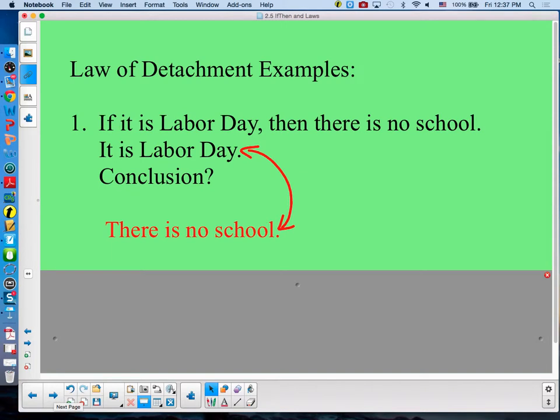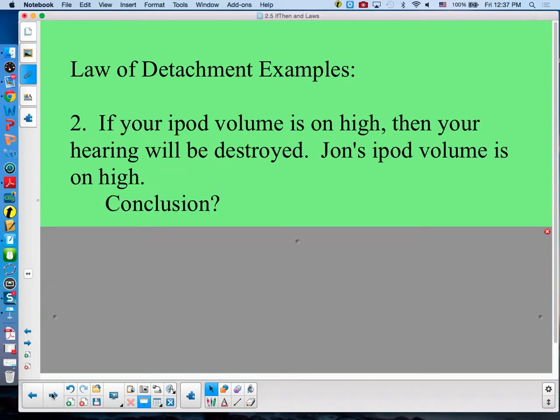Does that mean it is Labor Day? No. It could be Friday, Saturday, it could be Christmas, could be something else. So reversing it doesn't always work. Okay? So logically, you can't switch it around. How about if your iPod volume is on high, then your hearing will be destroyed. That is a true statement. John's iPod volume is on high. Conclusion?